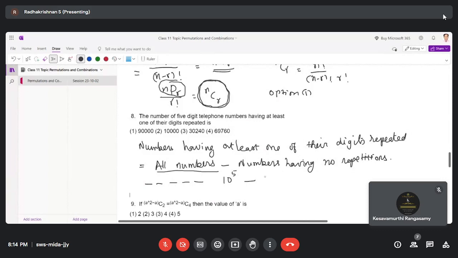No repetition means the first digit can be filled in 10 ways. For the second digit, the one already used cannot be used, so only 9 are available, and so on. First digit we have total freedom, any digit can be placed. But once we placed the first digit, the second digit cannot repeat, so we have only 9 choices. Once we place the 2 digits, for the third we cannot use these two, so you have only 8 choices. Likewise, the fourth digit you have only 7 choices and then 6 choices. These many numbers can be formed without any repetitions. So you eliminate that, you will get the numbers having at least one of the digits repeated.